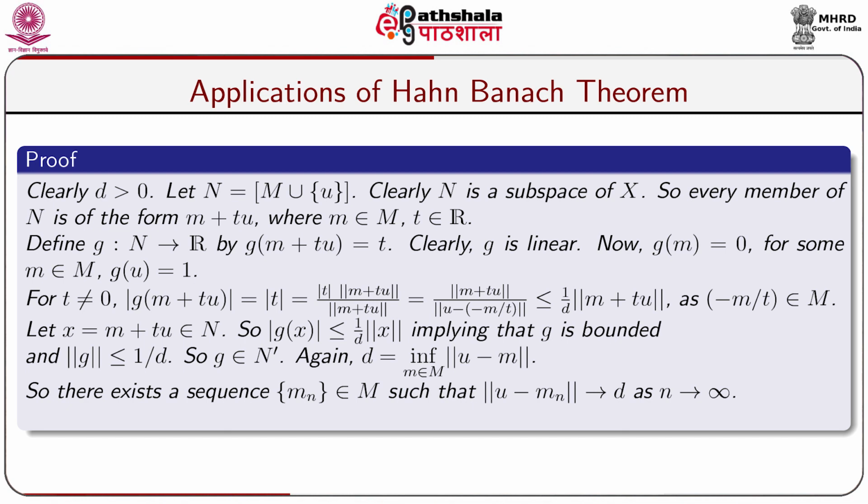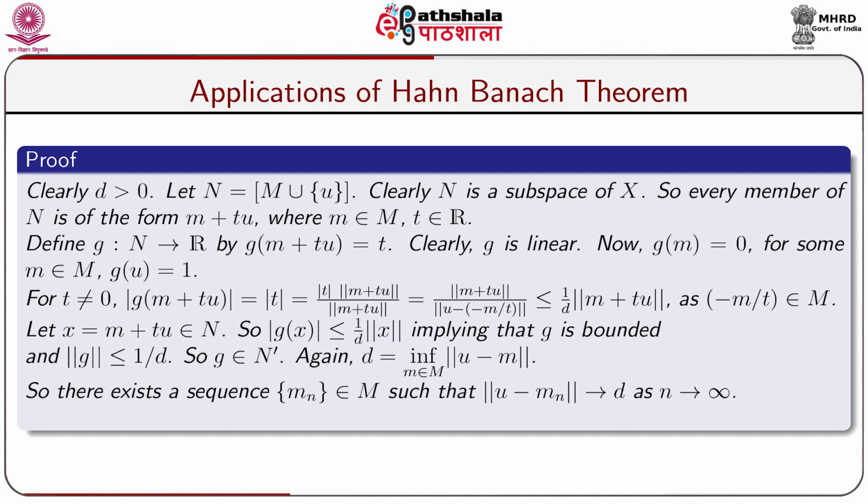Now, g(m) = 0 for m belonging to M, because m = m + 0·u, t is taken as 0. So, g(u) = 1, because g(m + tu) = t, and for t = 1 we get g(u) = 1.